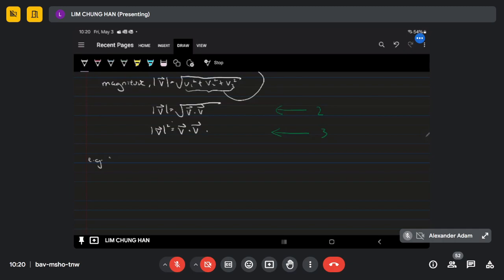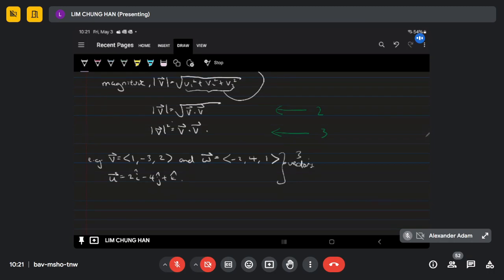Okay, so I have a vector V, 1, -3, 2, and I have a vector W, which is -2, 4, 1, and I have a vector U, which is 2i minus 4j. Okay, so I have 3 vectors here.